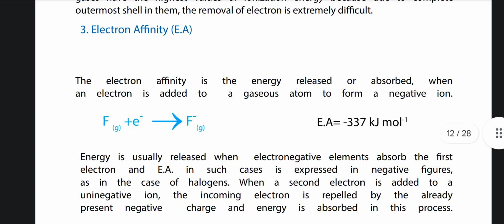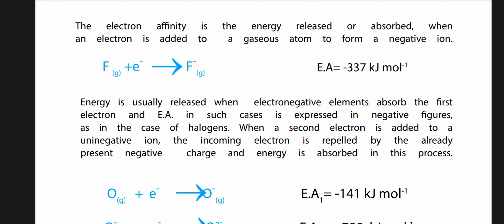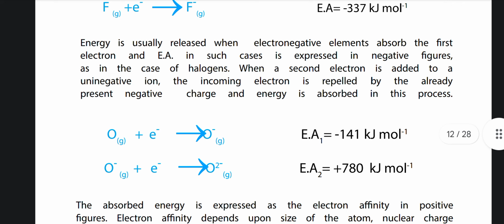Number 3. Electron affinity. The electron affinity is the energy released or absorbed when an electron is added to a gaseous atom to form a negative ion. Electron affinity for fluoride ion is minus 337 kJ per mole. Energy is usually released when electronegative elements absorb the first electron, and electron affinity in such cases is expressed in negative figures as in the case of halogens.